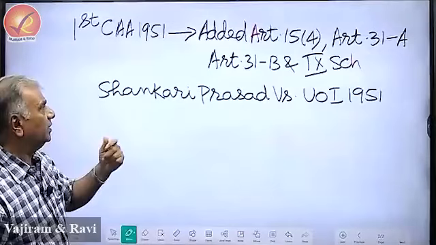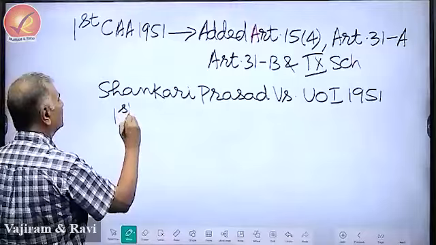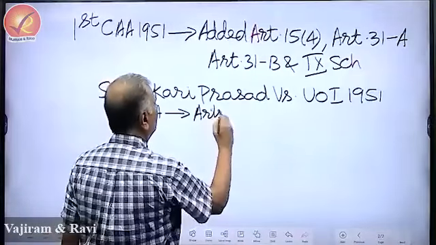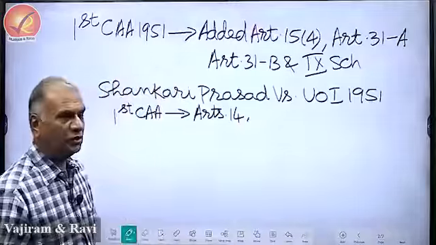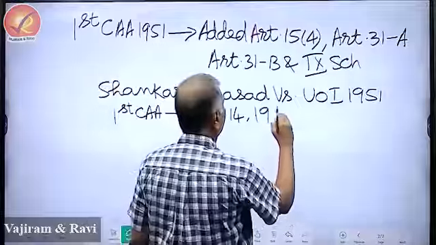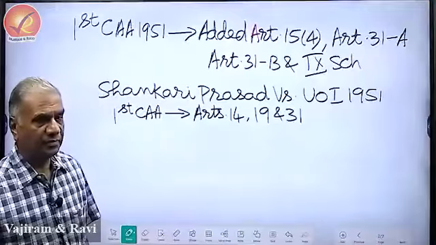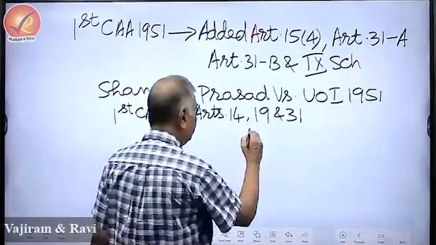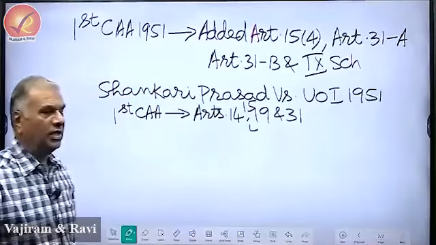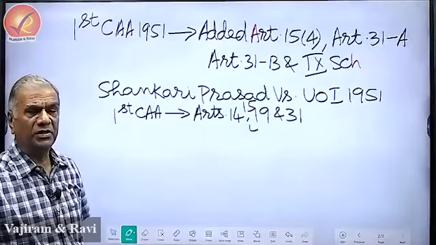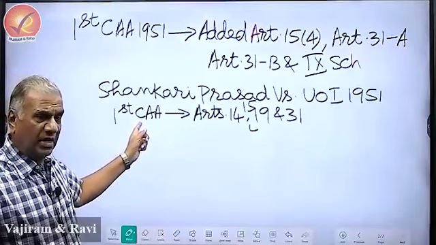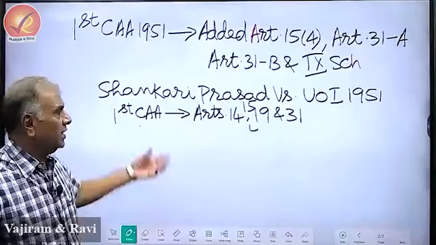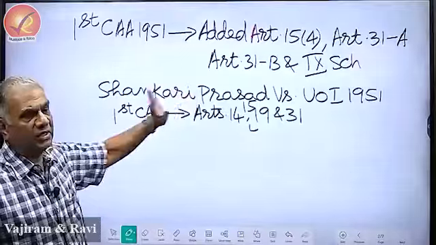So, in this case, it was argued that the First Amendment Act violated Article 14, the right to equality. It violated Article 14, Article 15, 19 and 31 of the Constitution. These fundamental rights were affected by the First Amendment Act. Therefore, the First Amendment Act was unconstitutional and void. That was the argument placed before the Supreme Court in the Shankari Prasad case.